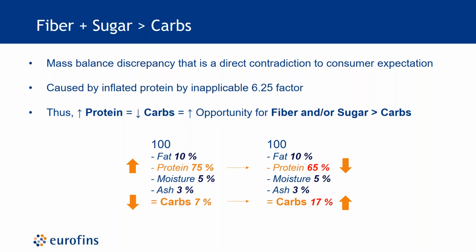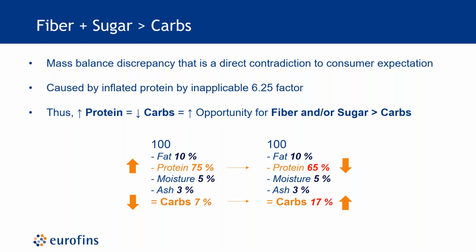Again, it's helpful to visualize another example below. If you see your protein there on the left-hand side is 75%, your fat is 10%, your moisture is 5%, and your ash is 3%, when we use our FDA calculation, our carbohydrates come out to 7%. So now let's take a look at if we change that protein number by 10% and it's 65, and all of the other proximates stay the same.